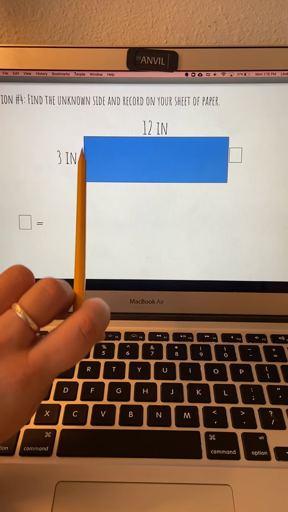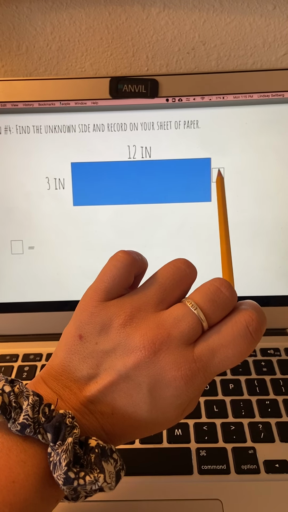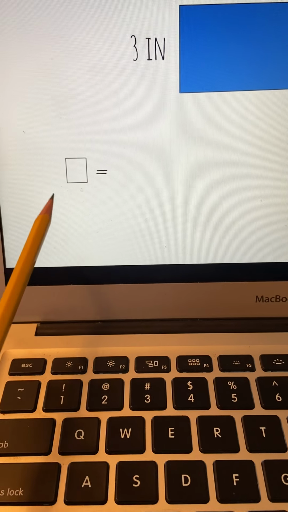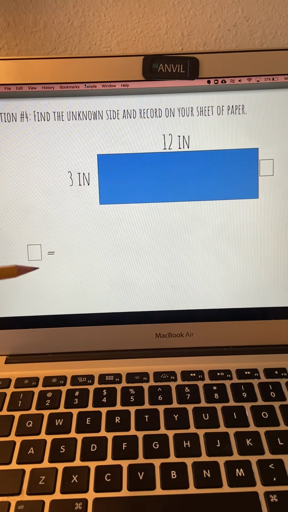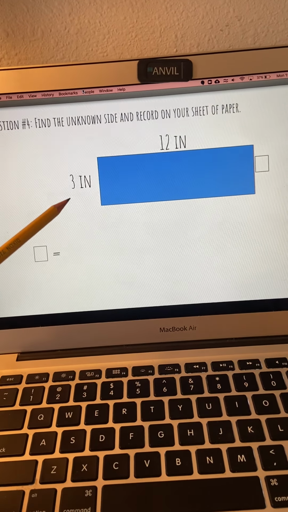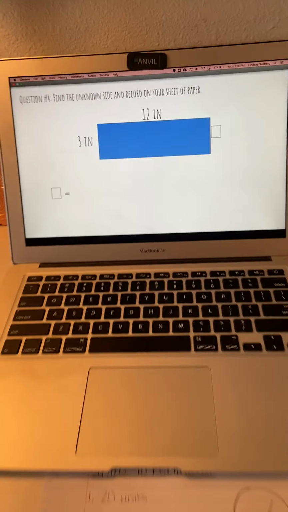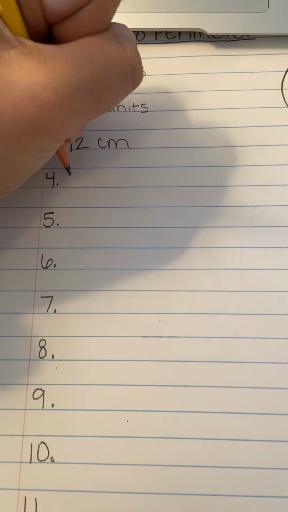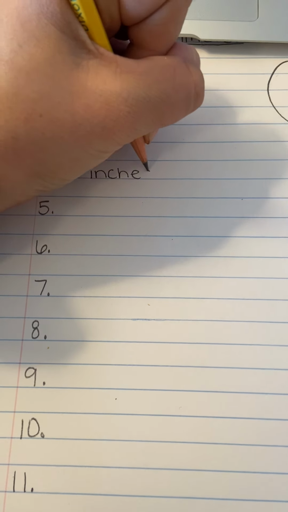Now, since this line is 3 inches and this rectangle has a parallel line on the other side, this side will also be 3 inches. And what this little box means is to tell me what the unknown means, like we've done in math class before. So I'm writing the unknown. I'm not writing the perimeter. It says at the top, find the unknown side. So the unknown is 3 inches because it's directly across from this side, which is also 3 inches. So I'm writing 3. And IN stands for inch. So you can write IN or you can write out inches. It's up to you.